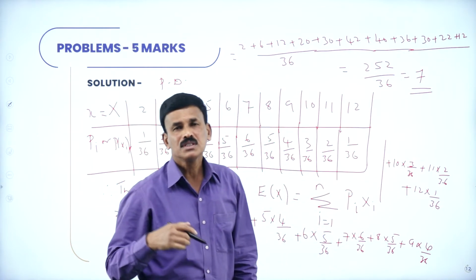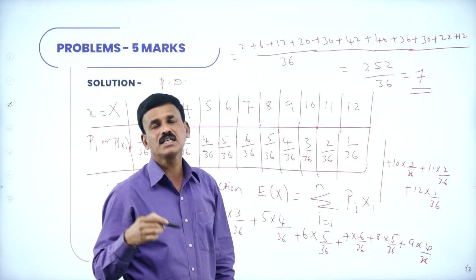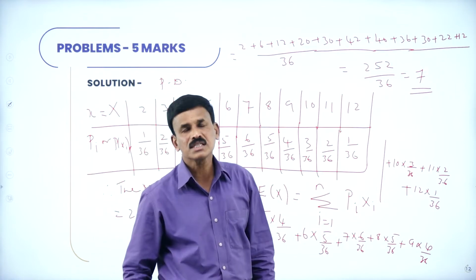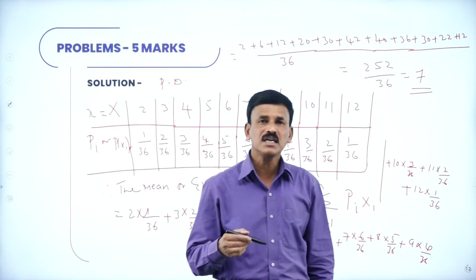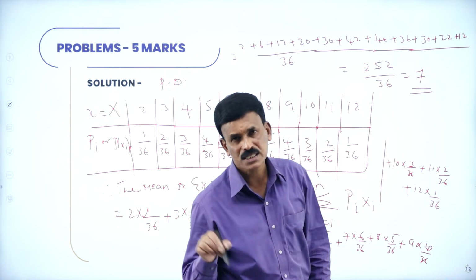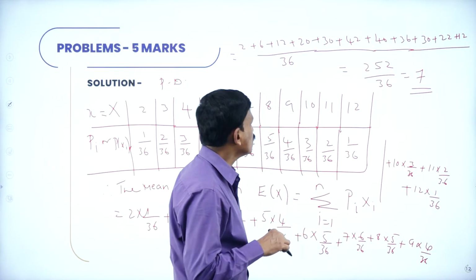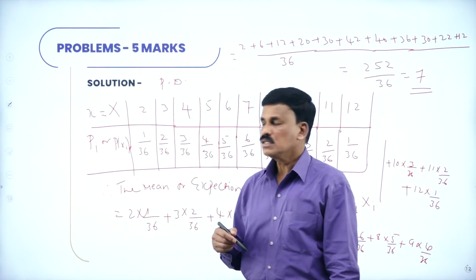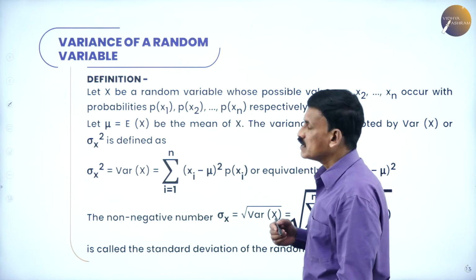So therefore the mean of the sum of the numbers that appears if a die is thrown twice is 7. So the required answer is 7. That's it. Now let us come to the next problem, the next concept.